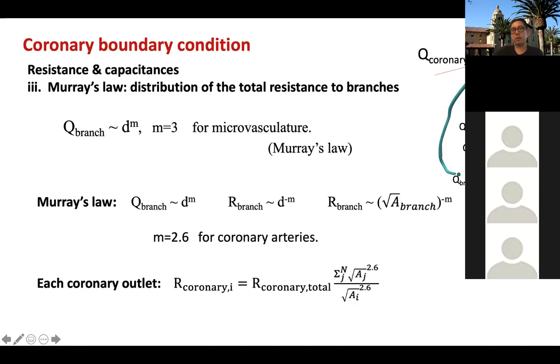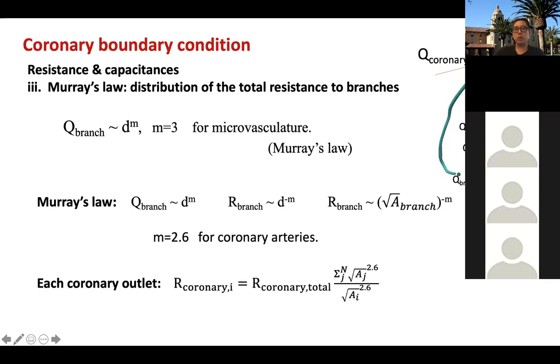This is the left coronary branches. This is the left anterior descending artery, and this is the left circumflex artery. At each outlet of the branch, we would like to assign correct boundary conditions that can correctly capture the flow distribution inside the coronary arteries. So we use Murray's law to distribute the total resistance to the branches.